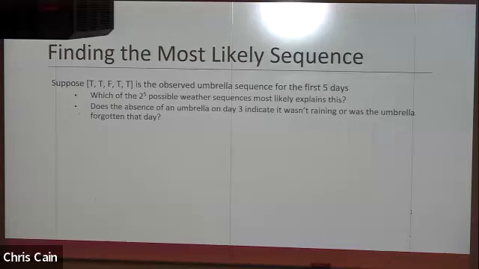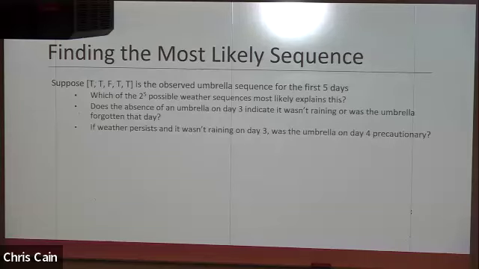This breaks down really into a question of the lack of umbrella on day 3. Does that mean that it was raining and the person forgot the umbrella on that day? Or was it not raining, and we switched from raining to not raining and then back to raining in a single day? Which one of those more likely explains the fact that we didn't see an umbrella on day 3? If it wasn't raining on day 3, then was the umbrella on day 4 precautionary, or was it actually raining on day 4 again? So we could enumerate all possibilities and calculate their likelihoods directly.